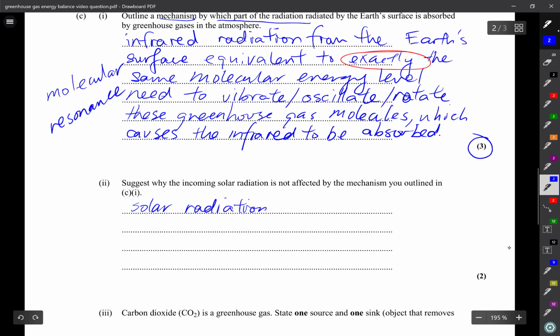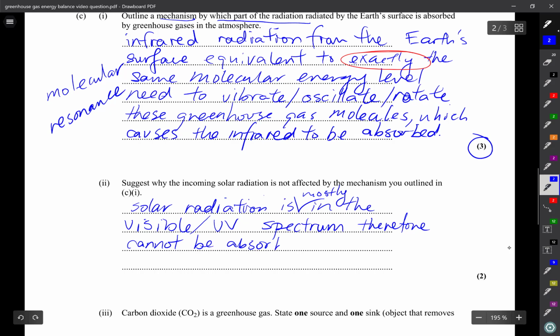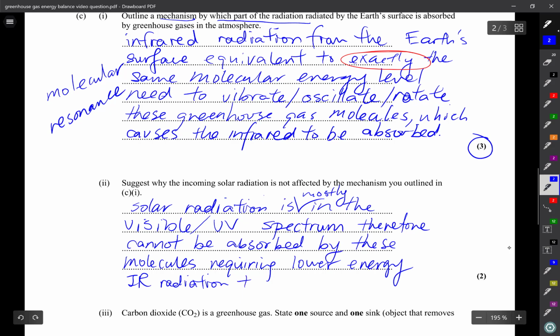Solar radiation is in the visible, or mostly, because it's close to a black body, it does include other radiation as well, but it's mostly visible/UV spectrum, therefore cannot be absorbed by these molecules, requiring lower energy IR radiation to resonate or vibrate. But mostly you're going to get your mark from where you've talked about visible UV spectrum, and then saying therefore it cannot be absorbed by the molecules.